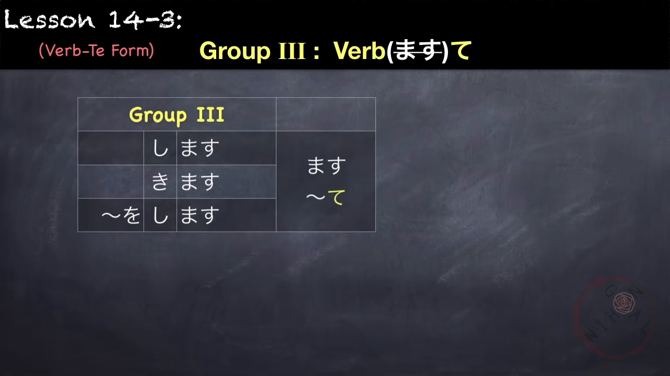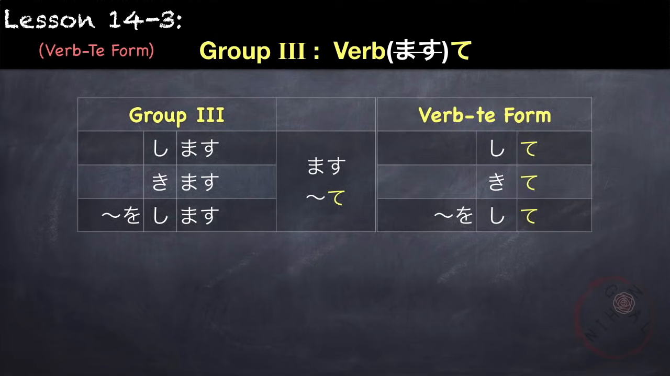Like I said, we only have 2 verbs in this group, and those are shimasu and kimasu. Just like in group 2, we only change masu to te. Just like so. Shimasu becomes shite. Kimasu becomes kite. For example, nani nani o shite.